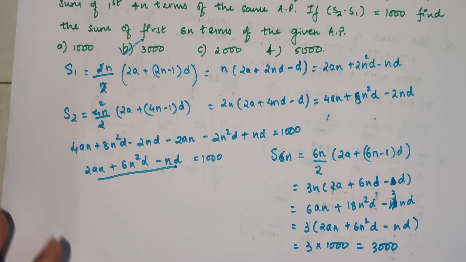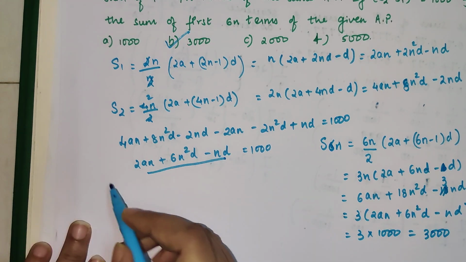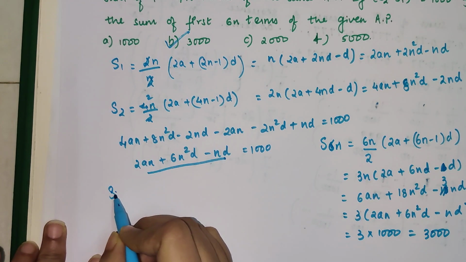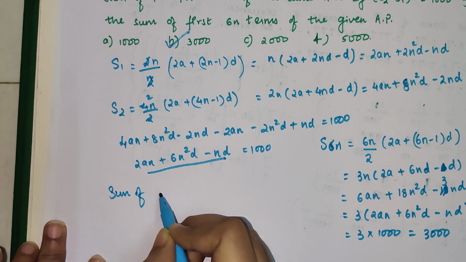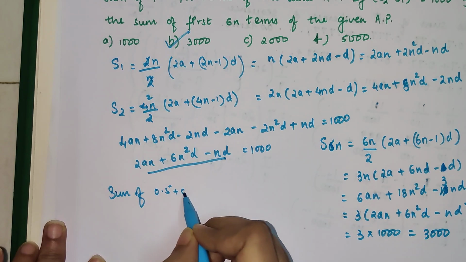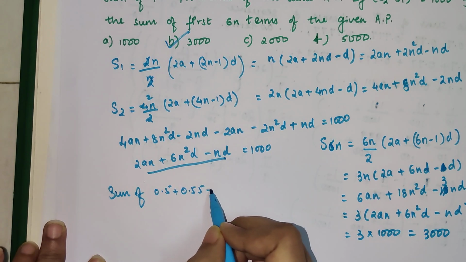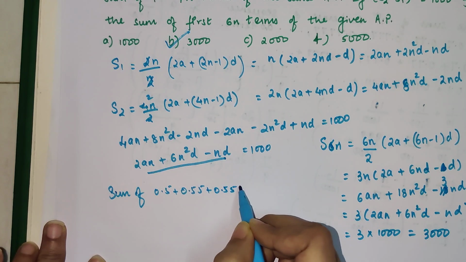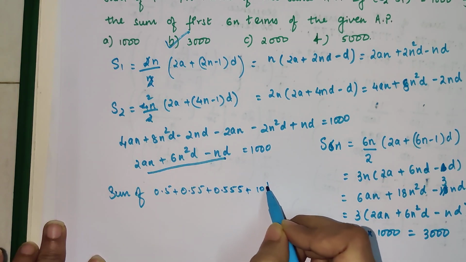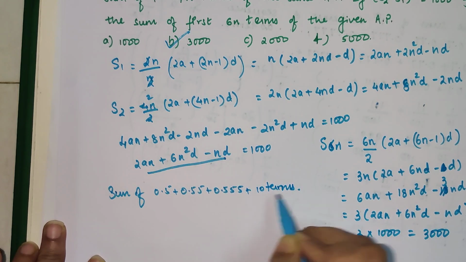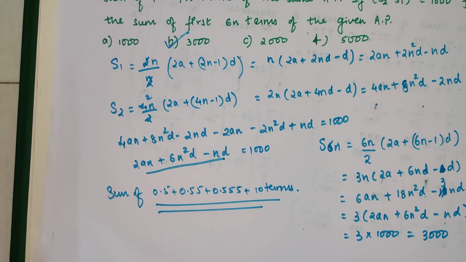Okay, so now students, time for your do it yourself. Sum of 0.5 + 0.55 + 0.555 going up to 10 terms. I want you to let me know what is the answer of this in the comment section.